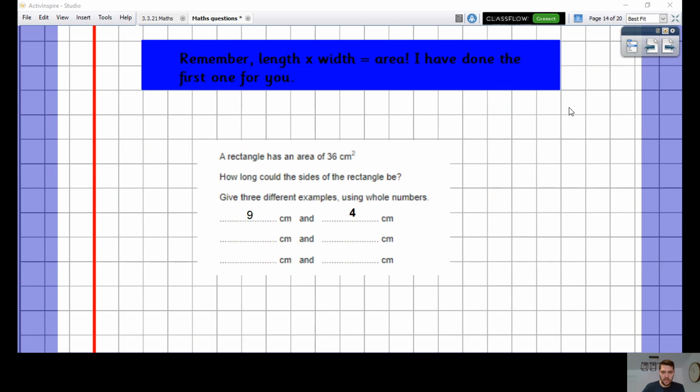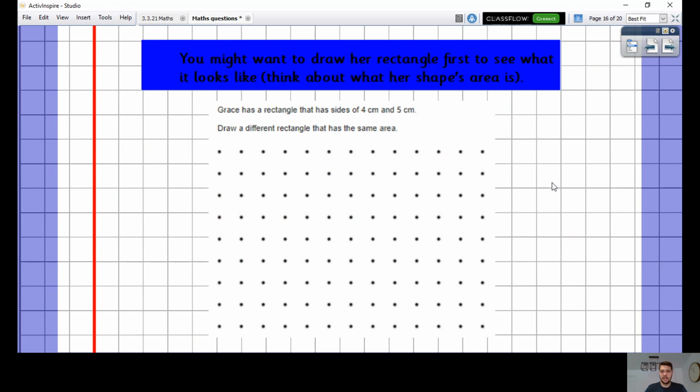There's 2 more questions if you've got time. Read this one carefully. I've already given you one. 9 times 4 gives me 36. How else could I get a rectangle with an area of 36 centimeters squared? Pause it, see if you can draw them out as well as just writing them in. Hopefully you got 3 and 12 and 1 and 36, and maybe even managed to draw those out as well.